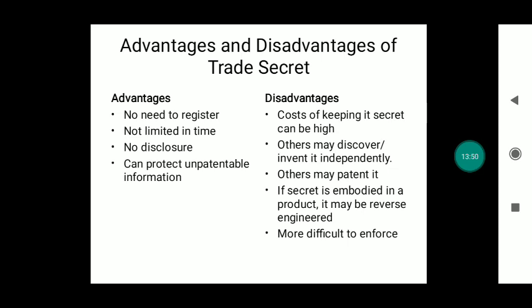Advantages are no need to register the trade secret, not limited in time like patents, no disclosure, can protect unpatentable information. Disadvantage is that cost of keeping it secret is very high. Others may discover or invent independently. Others may patent it. If the secret is embodied in a product, it may be reverse engineered, and it is more difficult to enforce.